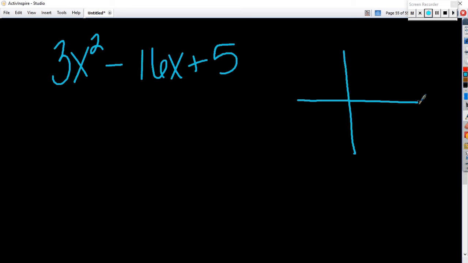Minus, minus. So I don't have to keep up with signs, okay? First term, first box. So what goes in the first box? 3x squared. Last term, last box, 5. What do I have to do first? First term, first box. Last term, last box.